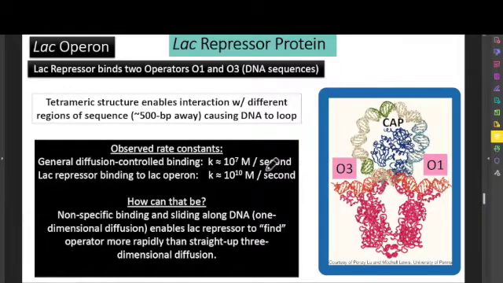Now, check this out. Lac repressor binds to the lac operator with a K of about 10 to the 10 per molar per second, whereas general diffusion is only 10 to the 7 per molar per second. You remember this number from last semester. So how can that be? It's that whole binding non-specifically and sliding around. It's not working in a three-dimensional landscape anymore. It's sliding along.